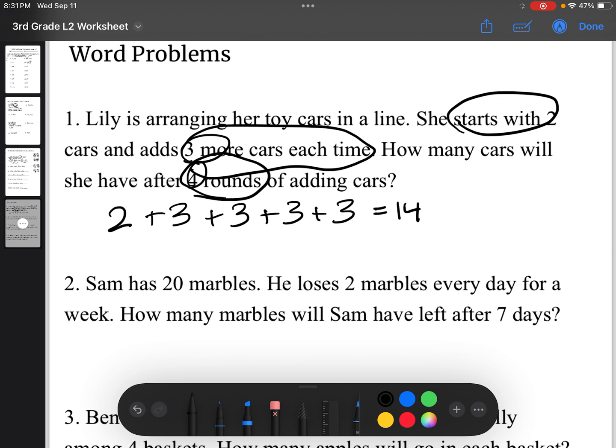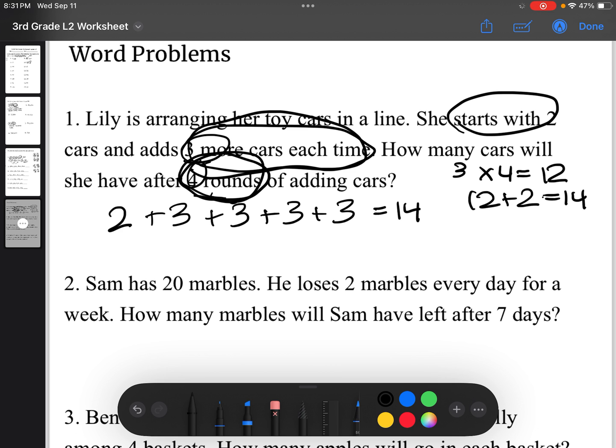However, another way you could do this is, if we know that there's 3 more cars each time and 4 rounds, we could do 3 multiplied by 4, which is basically just 3 plus 3 plus 3 plus 3. And this will give us 12. Then we're going to add the 12 with the 2 cars we already started with, which gives us 14. And because we know the answer, we know that the answer is 14. Let's try one more.